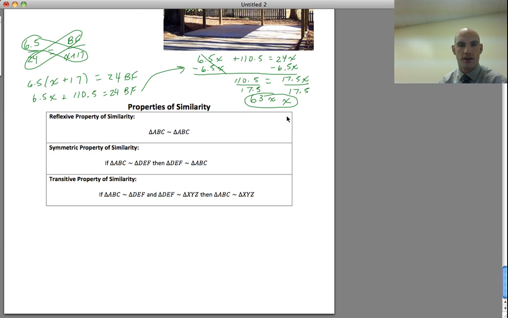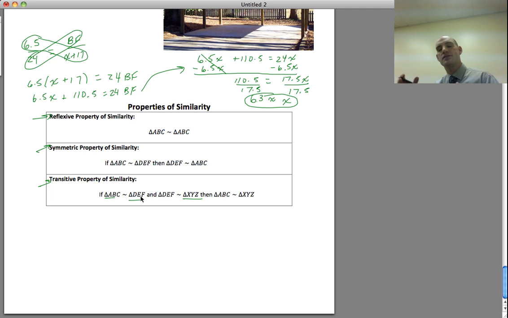The properties of similarity. Reflexive property of similarity. Things are similar to themselves. Okay? So the size of something is similar to itself. The ratio would just be 1 because it's the same thing over the same thing. The symmetric property of similarity says if ABC is similar to DEF, then DEF is similar to ABC. They'll just be inverse ratios, right? Transitive property. If something is similar to something else, and that DEF is similar to yet another thing, then we can cut out the middleman, okay?